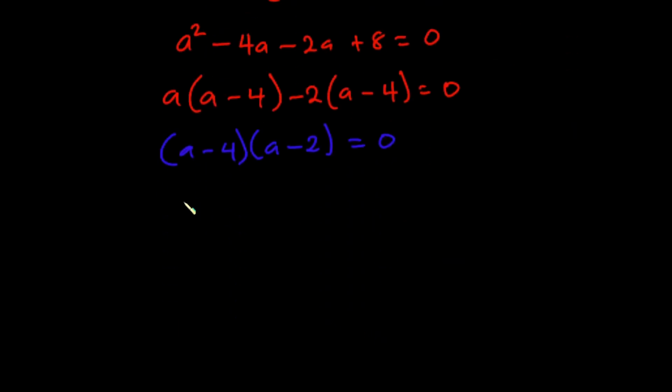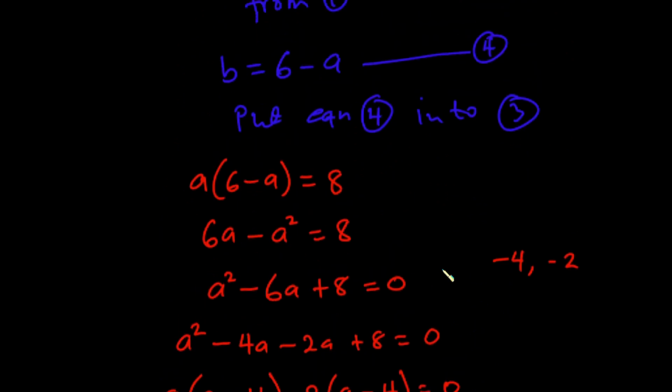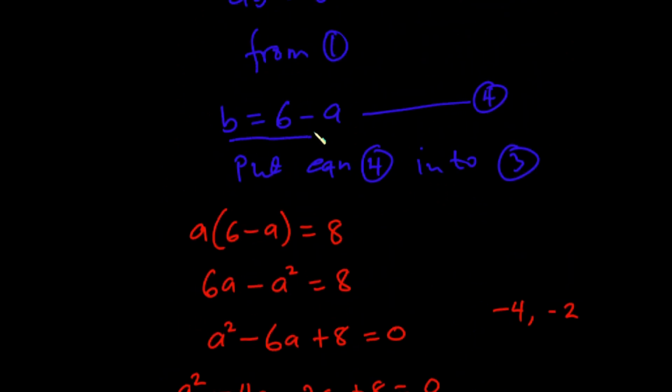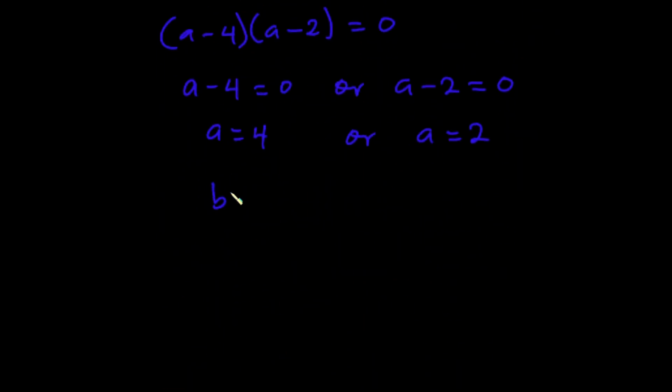And from here we can say that a minus 4 is equal to 0, or a minus 2 is equal to 0. From this equation we have a is equal to 4, then from this equation we have a to be 2. So now that we know the values of a, let's go ahead and then find the values of b from this equation, which is b is equal to 6 minus a.